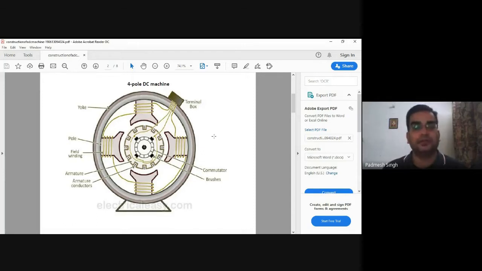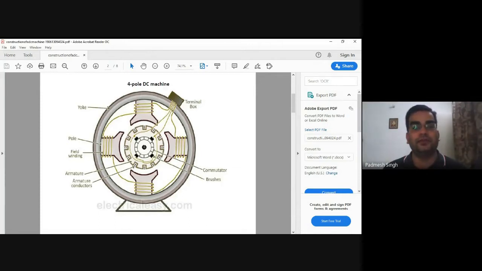Then in this portion we can see, starting from outside, there is a terminal box. Terminal box is a place where we will connect supply to the DC machine, and after that the outer frame, this is the yoke of a DC machine. The purpose of this yoke is to provide mechanical strength as well as a return path for the fluxes flowing with these poles.